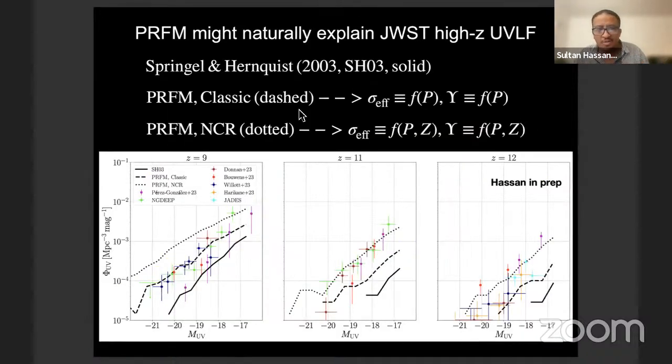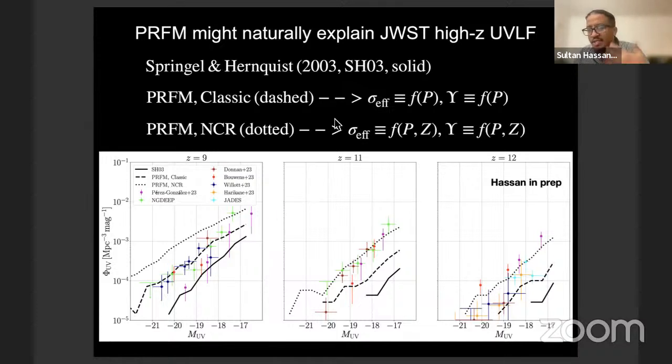And you can see it here. So this is the luminosity functions at redshift of 9, 11, 12. And then what you see in the solid line is the Sprinkle and Hernquist model prediction. In the dashed line are the PRFM models. Whether you model the sigma and the epsilon as a function of pressure only, or you account for metallicity evolution, it doesn't matter. But we see this boost because the model predicts shorter depletion time at high densities, and that leads to too efficient star formation at high densities. And as compared to this observation, we naturally get closer to the right answer.